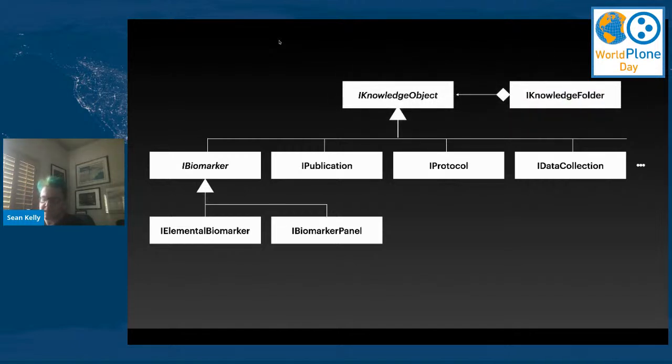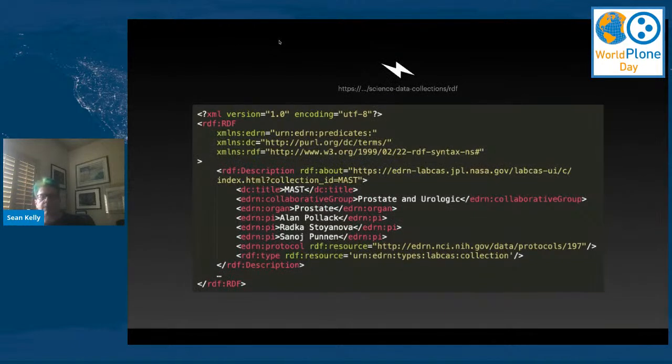All of these objects will be contained in various knowledge folders, using the UML notation here to show that a knowledge folder contains various knowledge objects. And we have a knowledge folder for biomarkers, and we have a different knowledge folder to contain publications. And we have another knowledge folder which can contain a variety of different other objects that are not shown here.